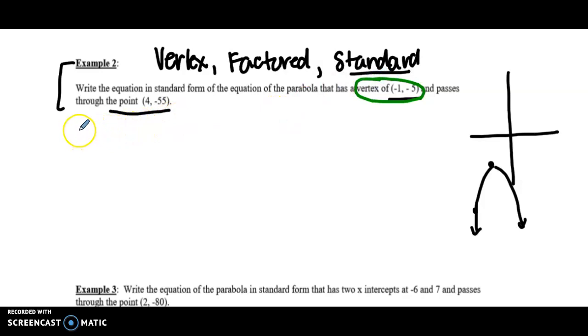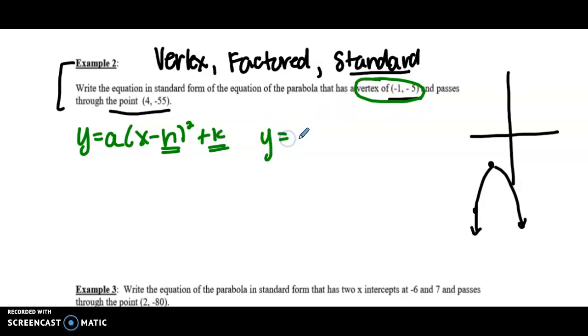So I know my equation of a parabola in vertex form is y equals a times (x minus h) squared plus k. Now let's see what we can fill in. We can fill in the h and the k, because that's my x and y values of my vertex. I'm going to leave a blank because I don't know what it is yet. So I have x minus -1, which becomes +1, squared, minus 5. So we need to solve for a. How can we do that?